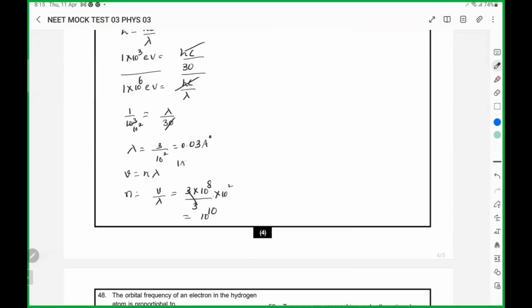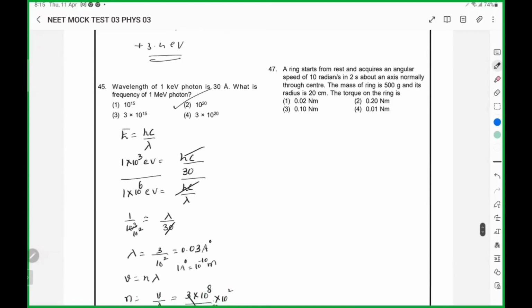So 1 angstrom is 10 power minus 10 meters. Here you get 10 power minus 10 plus 10, that is 10 power 20 will be the frequency.